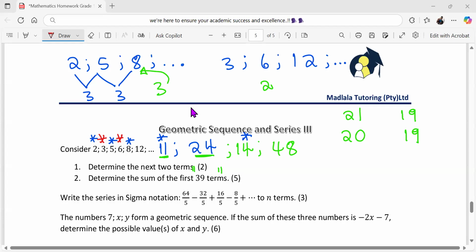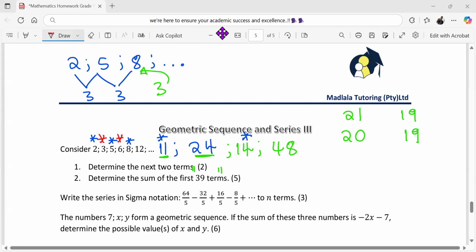Well, the next question says we need to write this series in sigma notation. So we have 64 over 5 minus 32 over 5 plus 16 over 5 minus 8 over 5. And this goes on all the way to a certain number of terms. Well, it's actually going to infinity, but yes, that's what they say to us.